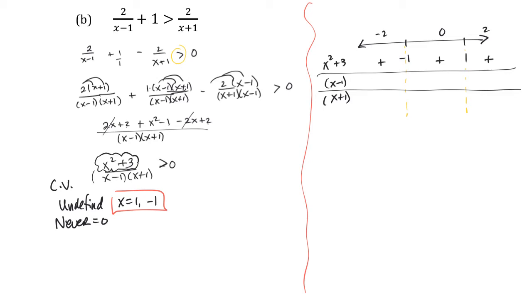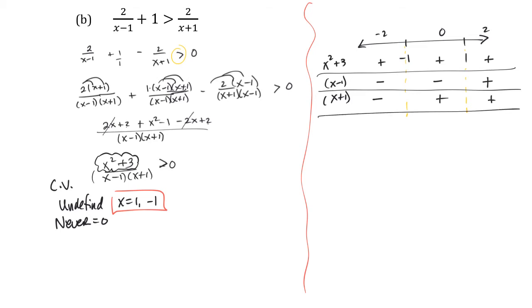Okay, let's look at our x minus 1. At negative 2 minus 1, that's negative. 0 minus 1 is negative. 2 minus 1, that's positive. And x plus 1, negative 2 plus 1, that's still negative. 0 plus 1, that's positive, and positive.